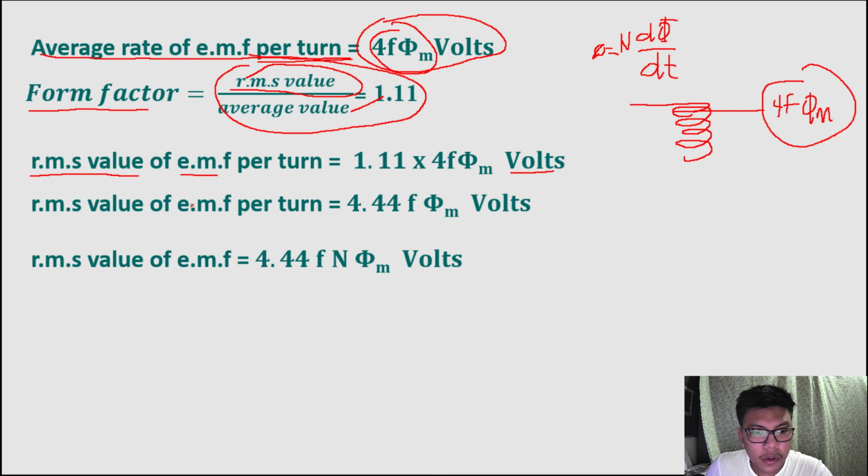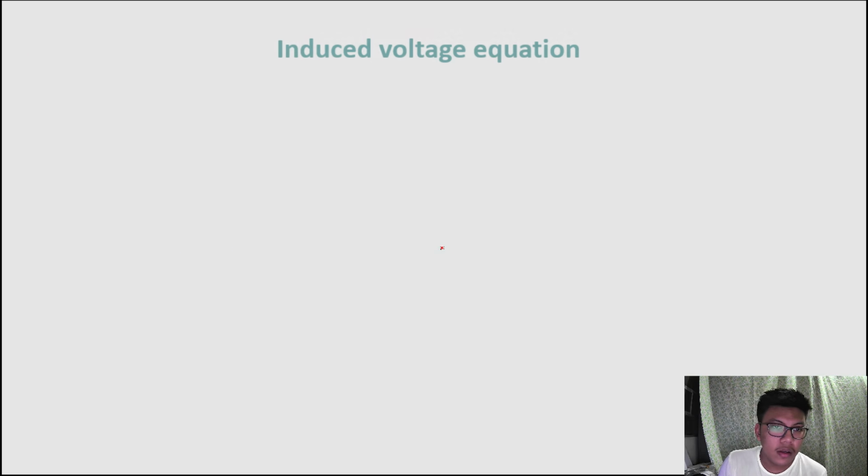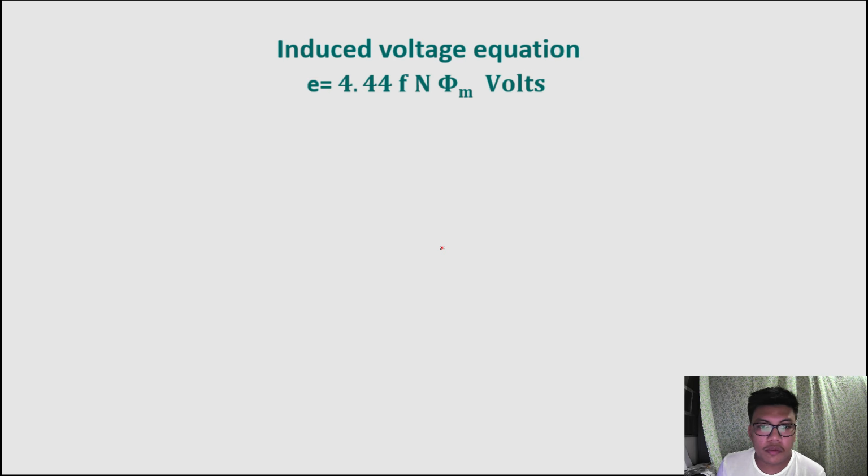Okay, if we want to get the RMS value of E.M.F, we need to multiply both sides by N. So since this is per turn, we multiply it by turn also. So times N. So we obtain the RMS value of E.M.F, that is equal to 4.44f times N times phi sub m volts. This is a units, ano? So the induced voltage equation now will be E is equal to 4.44f times N times phi sub m. So ito yung derivation, pinakita ko lang.